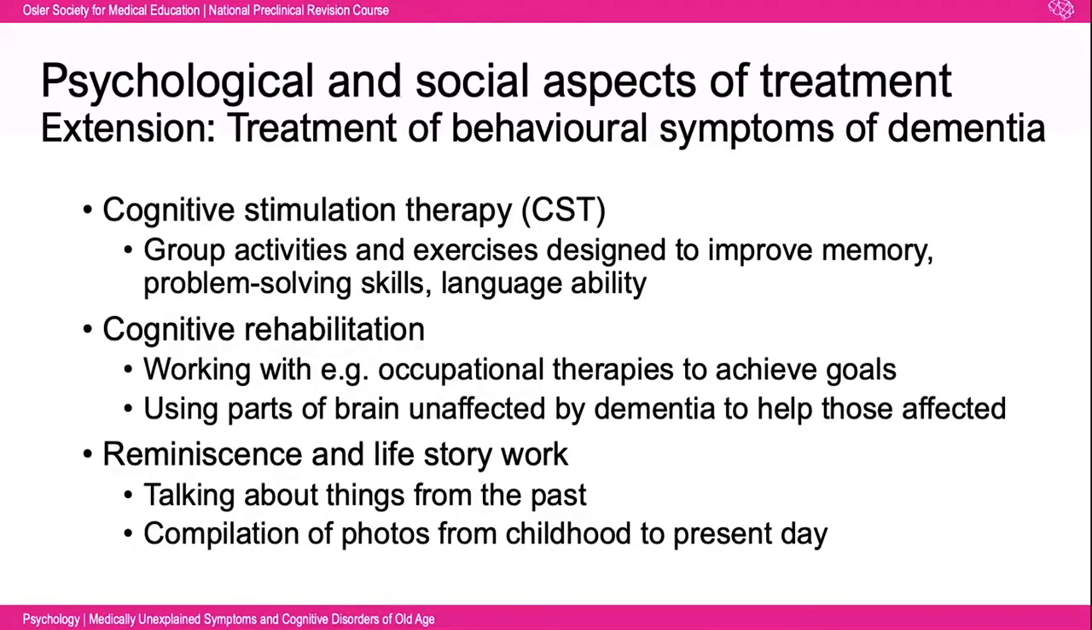We can also do reminiscence and life story work. So reminiscence work involves talking about things and events from the past, using props such as photos, favourite possessions, or music. Life story work involves the compilation of photos, notes, and keepsakes from childhood to the present day, and it can be in physical or digital book form. These approaches are sometimes combined and are thought to improve mood and well-being.